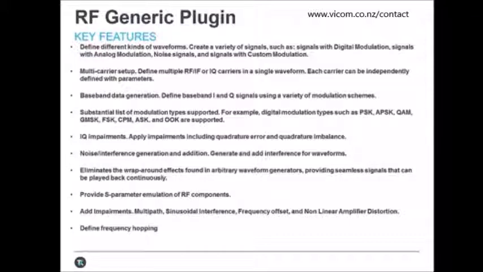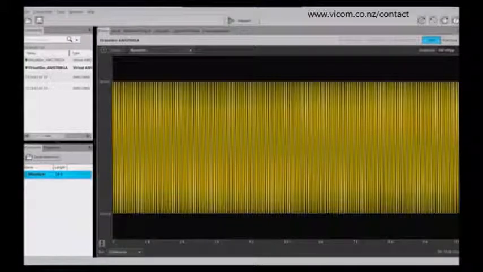You can add impairments, total impairment capability of sinusoidal interference, frequency offset, nonlinear amplification distortion, and then you can define your hopping characteristics. So this application gives you a lot of flexible features that are used in the RF application area. Okay, let's get started with the demo.